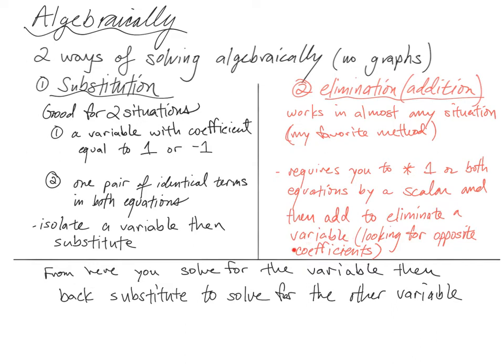And with this, we're looking for opposite coefficients. That's what our ultimate goal is. If we have two different equations, and the y's have opposite coefficients, then we're set. If not, then we're going to have to make them opposite coefficients. So once you do both of those things, either for substitution or elimination, you solve for the variable, then back substitute to solve for the other variable. I think it's just best to look at some examples. So let's go ahead and look at some substitution examples.